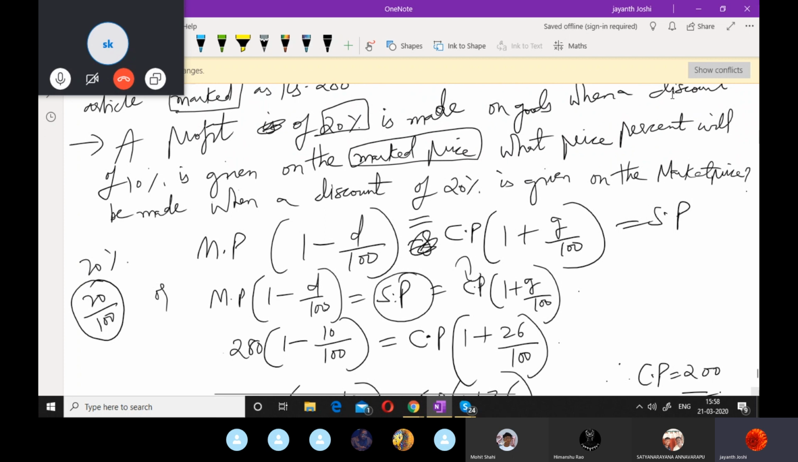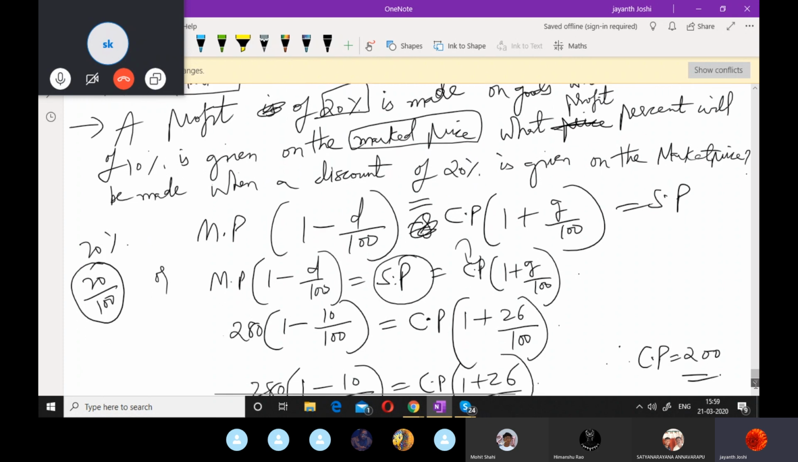For a 10% discount given on some goods, the profit you are making is 20%. They are asking what profit percent will be made when a discount of 20% is given on the marked price. So when they gave you a 10% discount on the marked price, you got 20% profit. When they give you a 20% discount, how much profit are you going to make? There's a good formula for this. Write down the formula and do the question.